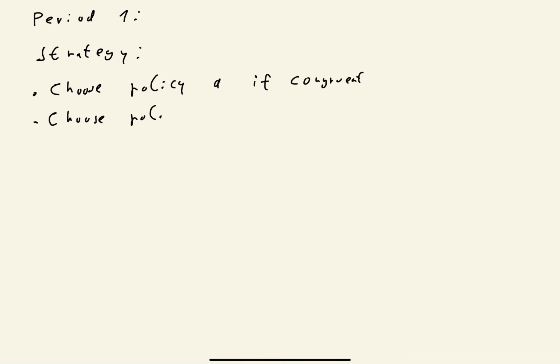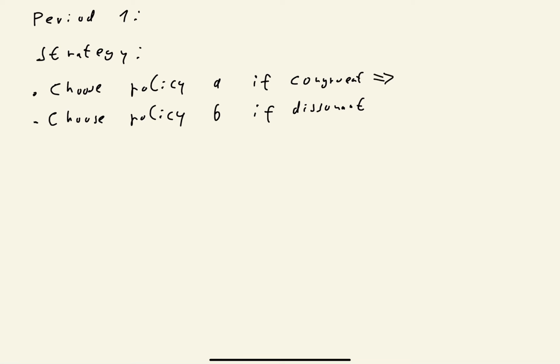Choose policy B if you are dissonant. This is the feature of the separating equilibrium. So he chooses according to his type. And if the incumbent is behaving in this way, this has a consequence.